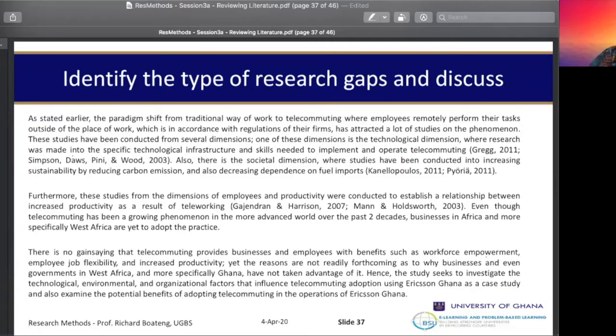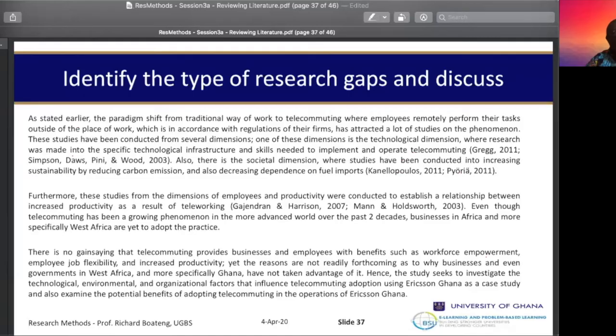So this one is telling you that telecommuting has been a growing phenomenon, even in the industry, in more advanced worlds in the past 2 decades. Businesses in Africa, and specifically West Africa, are yet to adopt the practice. Then he goes on to say there's no gainsaying that telecommuting provides businesses and employees with benefits such as workforce empowerment, employee job flexibility, and increased productivity.